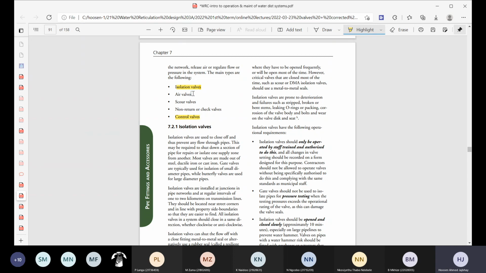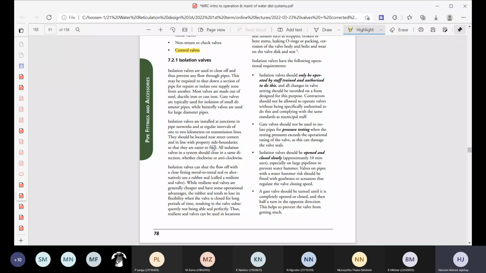But the first three, isolation valves, air valves and scour valves, are common, and in most networks you will find those three valves. If you read the discussion in this document on isolation valves, you can see they are used to close off or shut off flow and prevent any flow in the pipeline. Like I said, the name says it all.